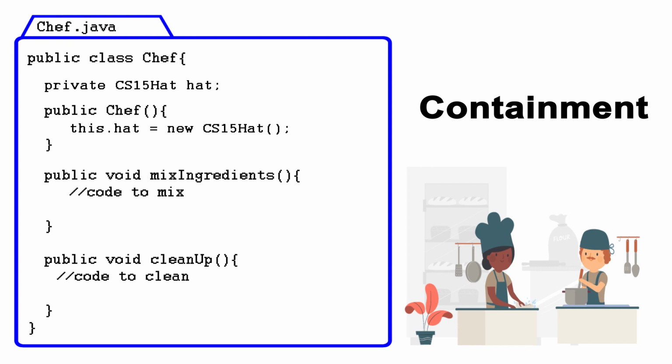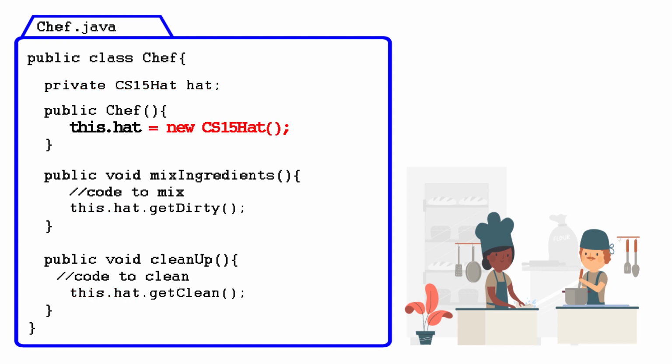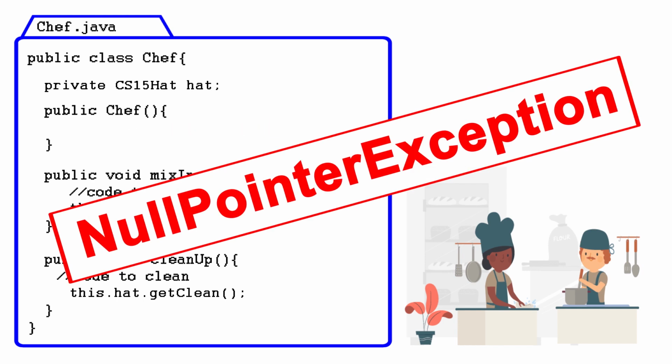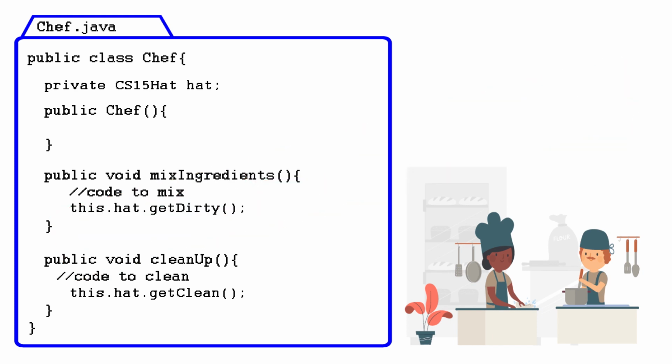We see in the Java docs that the CS15 hat class has get dirty and get clean methods. And so we can call them on our hat like this. Since we declare the hat as an instance variable, we can use the same variable in both methods and have a guarantee that the same instance of CS15 hat class will be cleaned or dirtied when the methods are called. If you forgot to initialize the hat variable, you would get a null pointer exception. In general, if you run your code and see a null pointer exception, make sure that all of your declared instance variables are initialized in the constructor for that class.